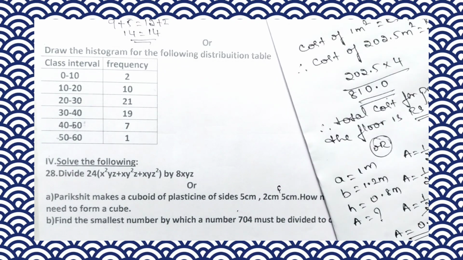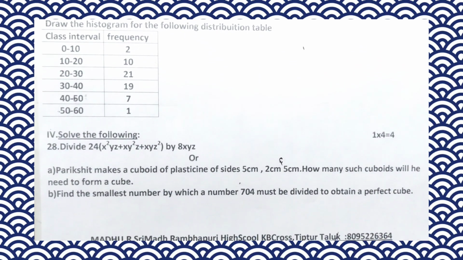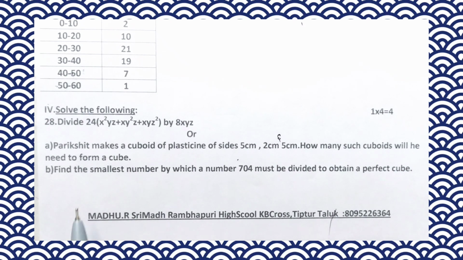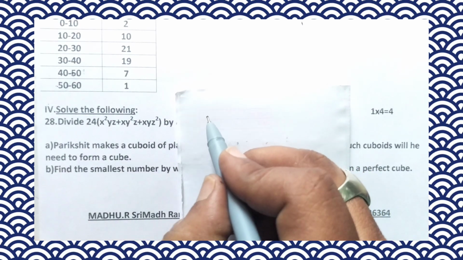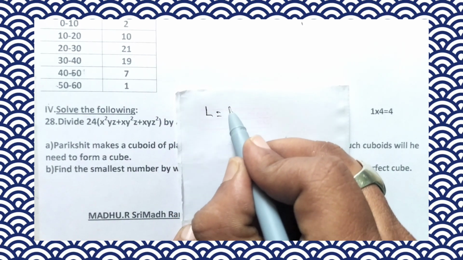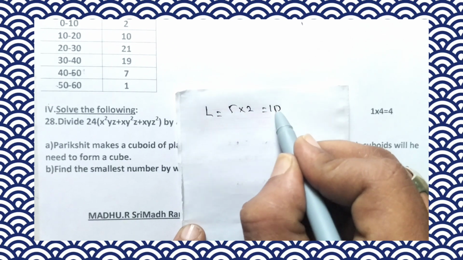So one more question is there. Let us answer the last question. Parikshith makes a cuboid of plasticine of sides 5 cm, 2 cm and 5 cm. How many such cuboids will be needed to form a cube? First, find the LCM for 5 and 2. When it comes to a cube, the LCM is equal to 5 into 2, which is equal to 10.